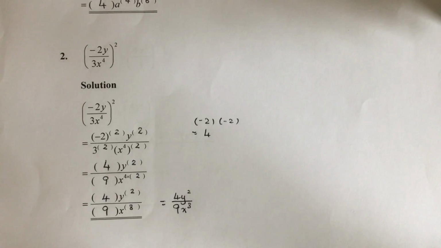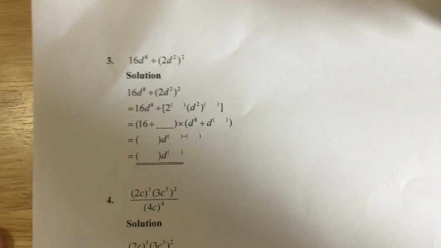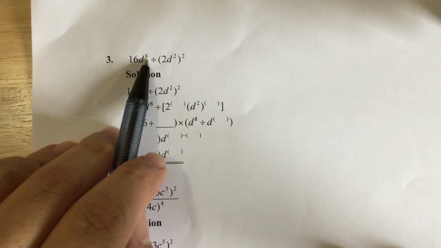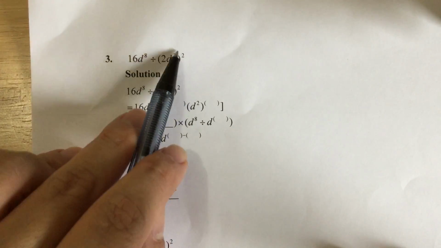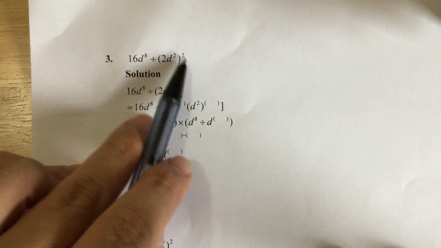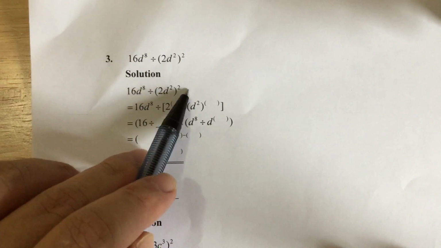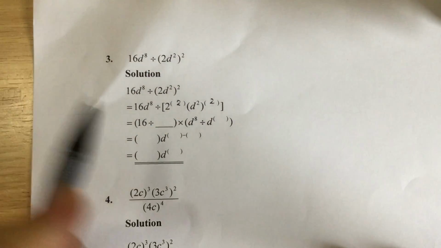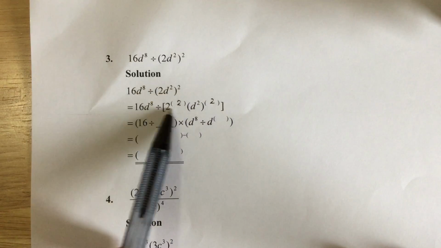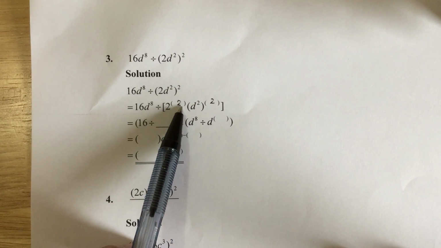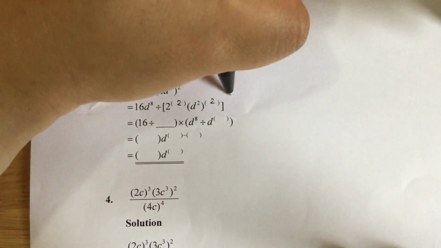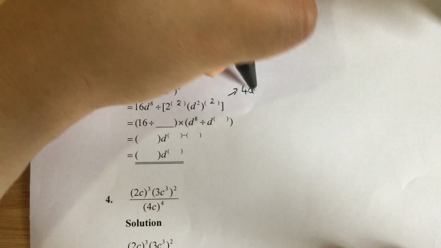Okay, now we will go to question 3 once again. For question 3, you will see a similar question that appeared in the last video. That is d with the power 8 divided by a bracket with the power 2. So this 2 will serve for these 2 numbers first. So we have 2 with the square here and d with the square here. That means we will serve both these 2 numbers. 2 with the square is 4. And this is d with the power 4. So this one is called 4d with the power 4.